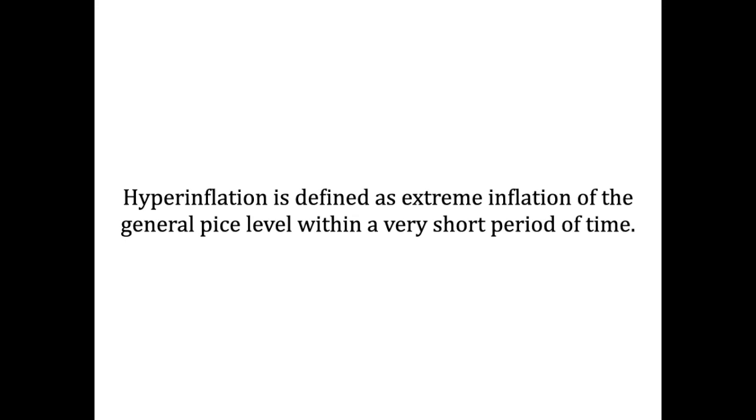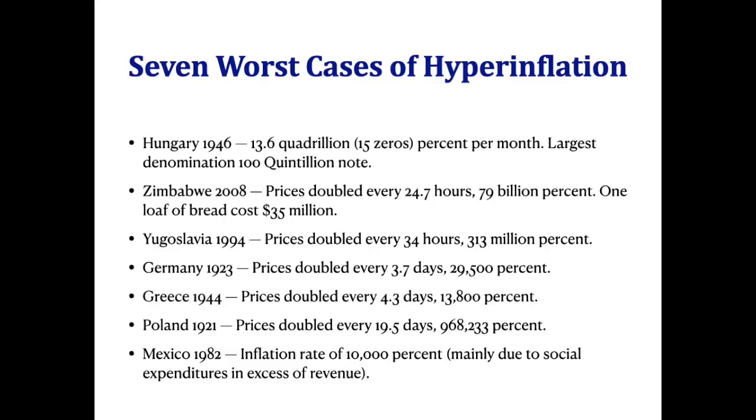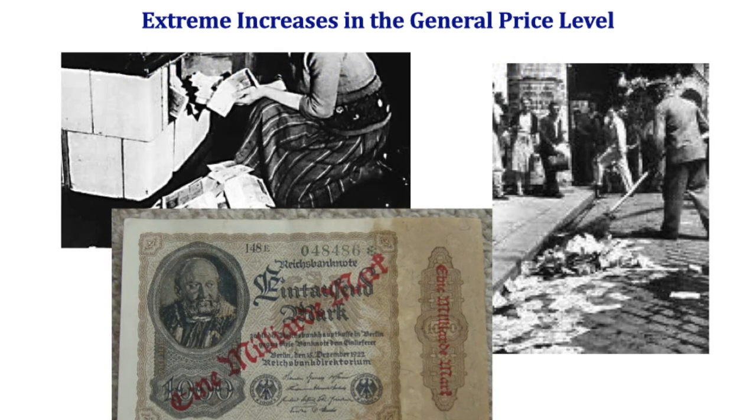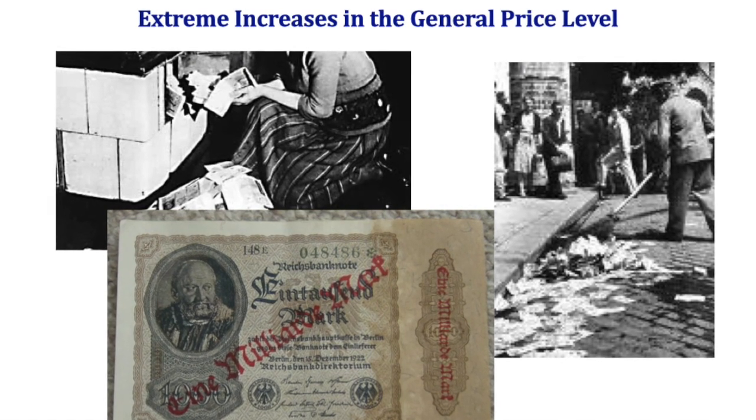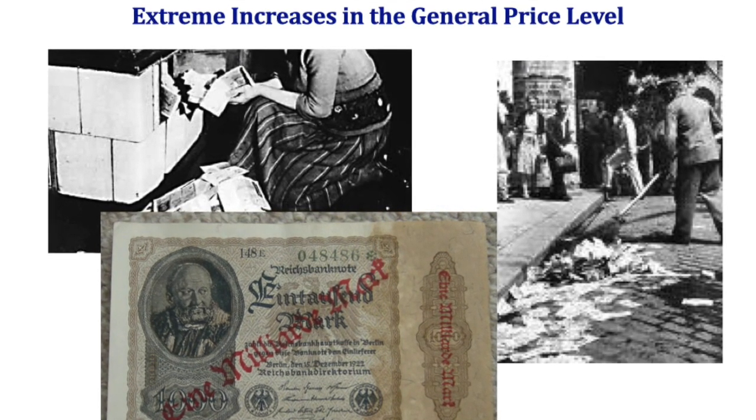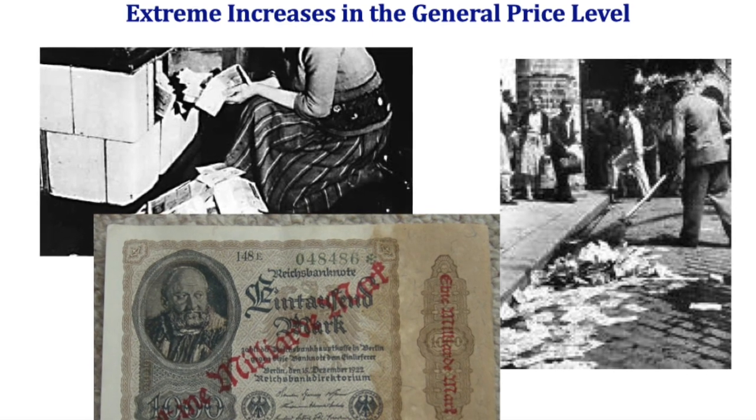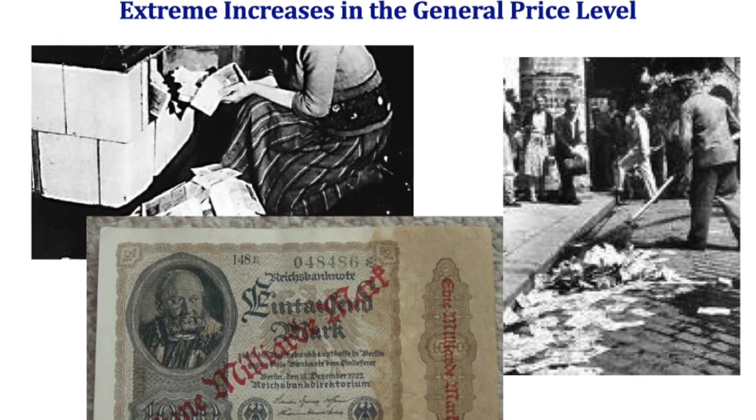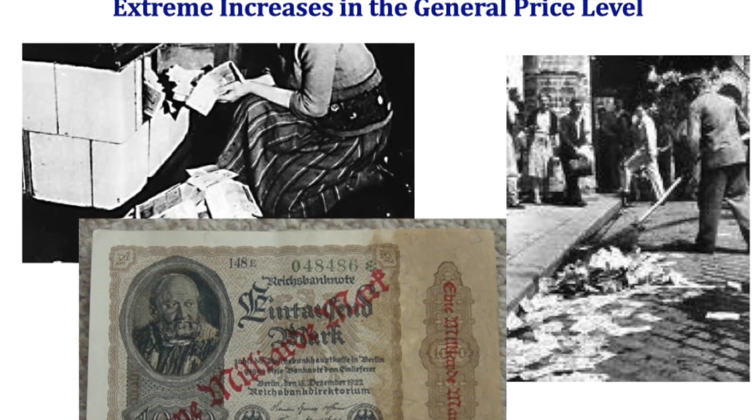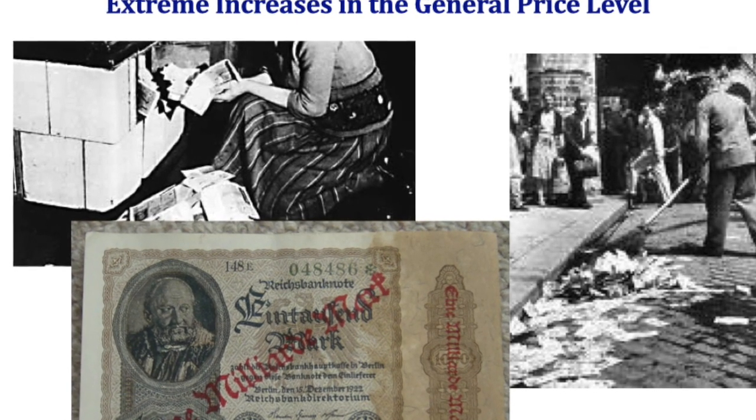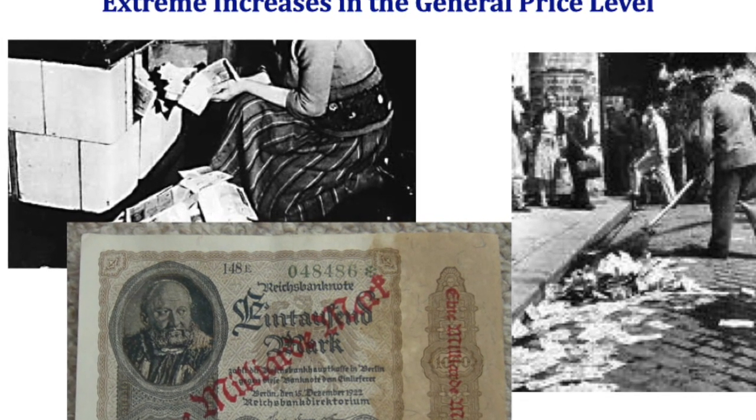Hyperinflation is defined as extreme inflation of the general price level within a very short period of time. This chart shows the 7 worst cases of hyperinflation, which debilitates a nation's economy and renders the value of money worthless. The German mark lost so much value in post-World War I that people used the mark in furnaces for fuel and sometimes just dropped the paper money in the street rather than carrying worthless paper. Prices doubled every week with an inflation rate of 29,500%.